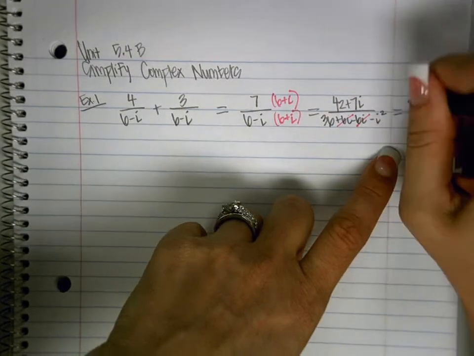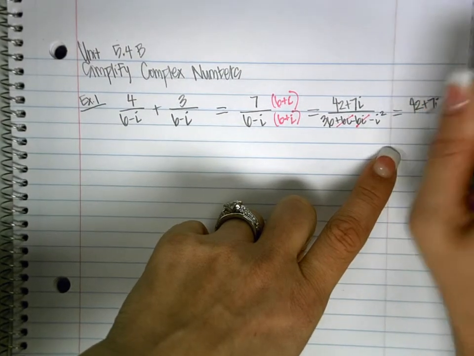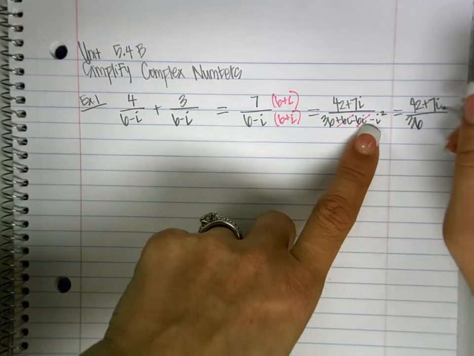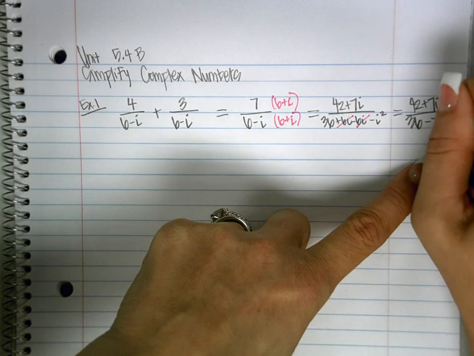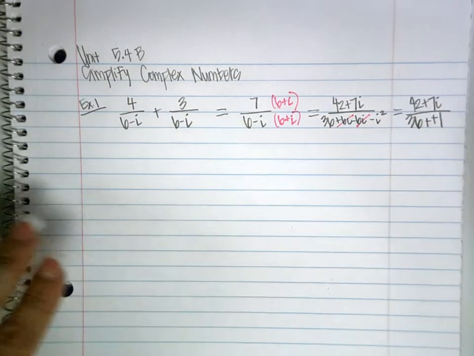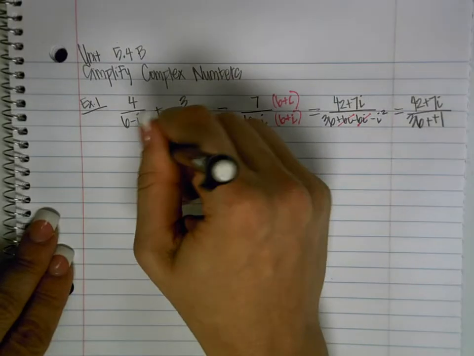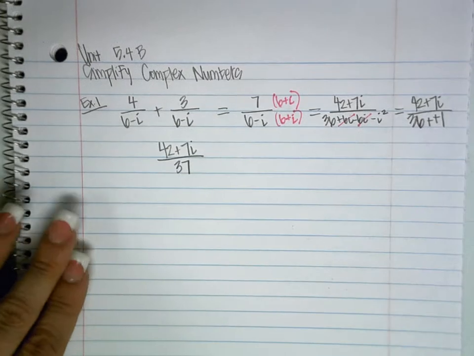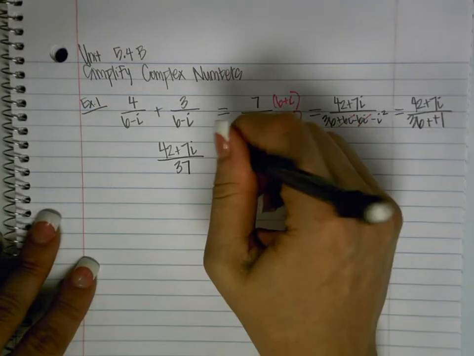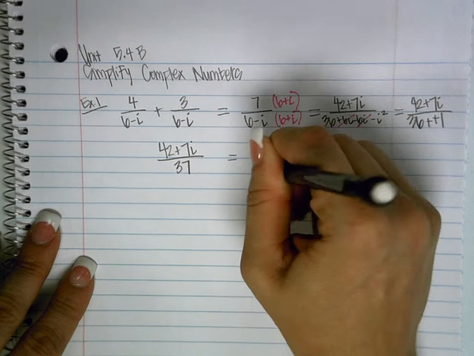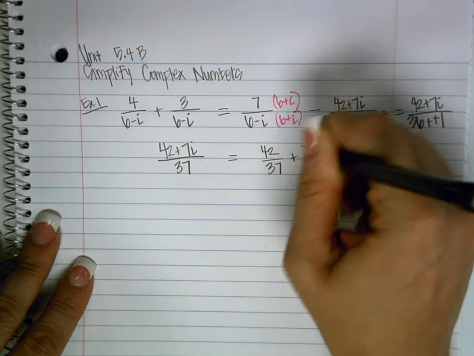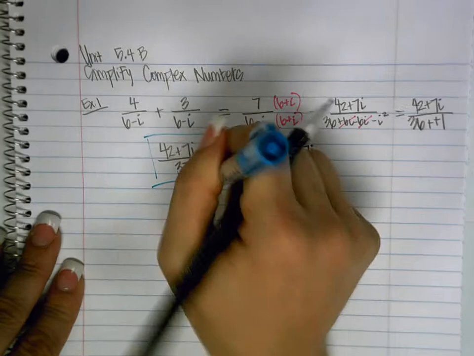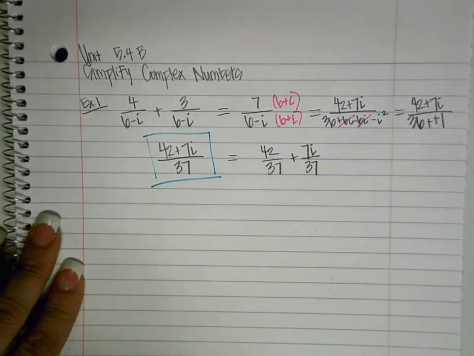And then if I simplify further, I'd still get 42 plus 7i in your numerator over 36, what? Minus negative 1. So that becomes plus 1. So when you simplify fully, you get 42 plus 7i over 37. Okay, and you could leave your answer just like that, or if you separate it to be 2 separate fractions, that is fine as well. You will see answers written both ways, so make sure you understand that they are comparable. Either way is acceptable.